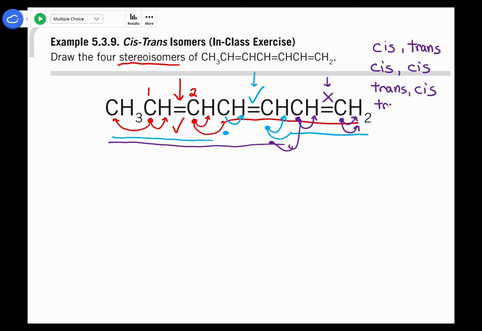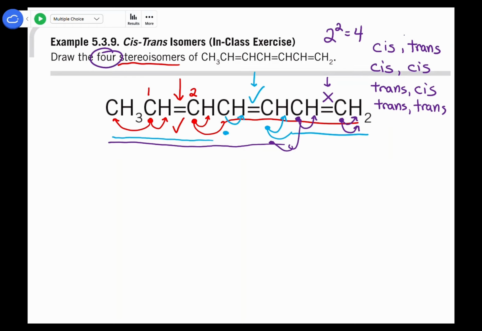Trans and trans. That's how we get 4 stereoisomers, 2 bonds that could have stereoisomerism. 2 options for each one gives us 4 options. So we're going to take a minute or 2 to draw out the first option laboriously, and then we're going to draw the remaining 3 much faster.